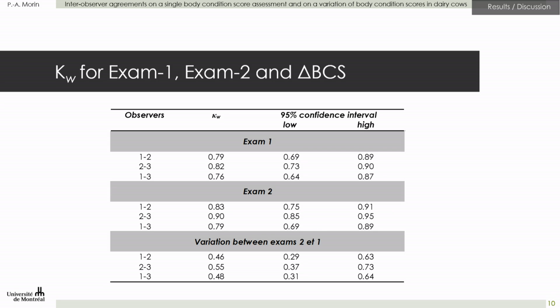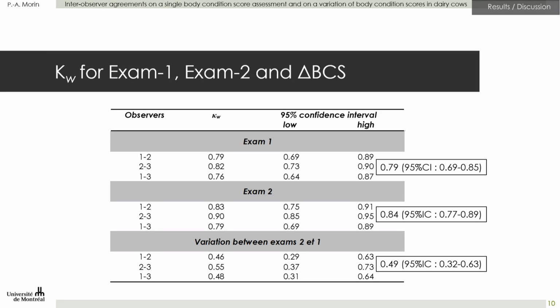Here are the kappa values for the pairs of observers, and you can see that it is a strong agreement to almost perfect agreement for exam 1 and exam 2, while for the variation between exam 2 and 1, it was moderate. In the box, you have the values of agreement for the overall agreement for the 3 observers. So this is in accordance with what we saw in the scatter plots.